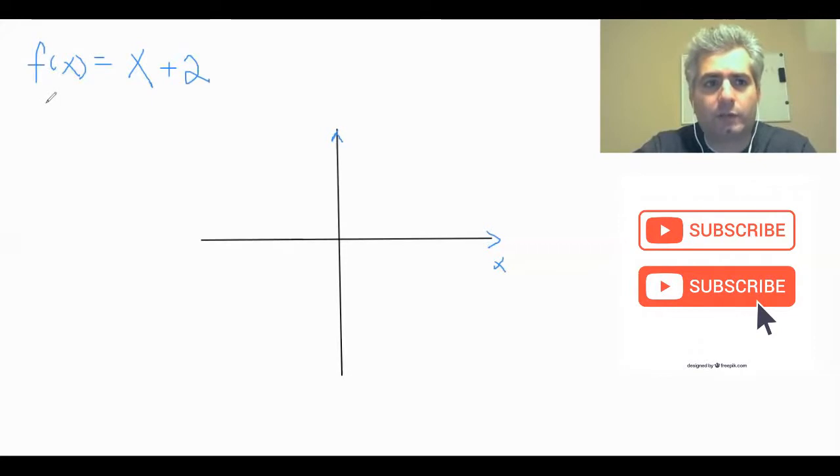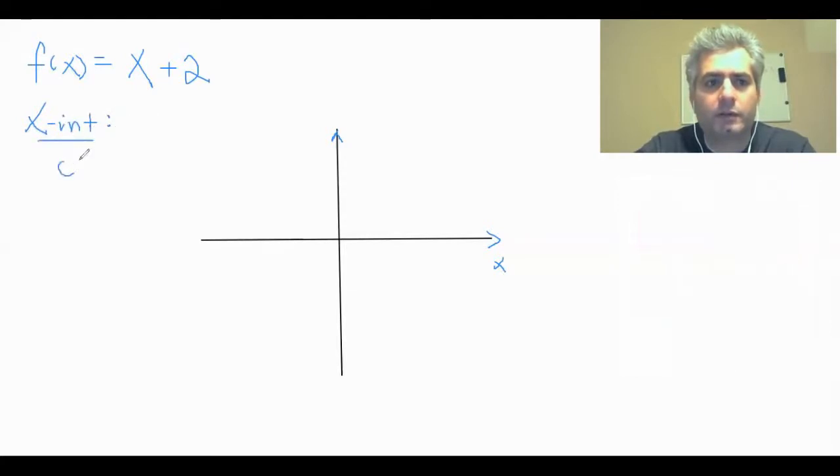So we'll look first at our x-intercept of the function. We set y equal to 0. So you have 0 equals x plus 2, and the x-intercept would be x equals negative 2. Again, we're drawing a sketch here. So that's our first point, the x-intercept, negative 2 comma 0.